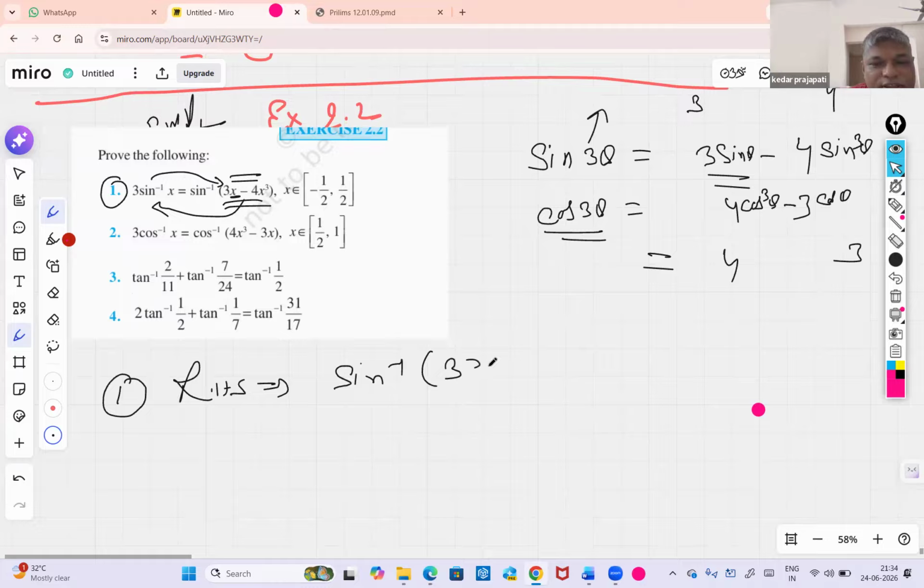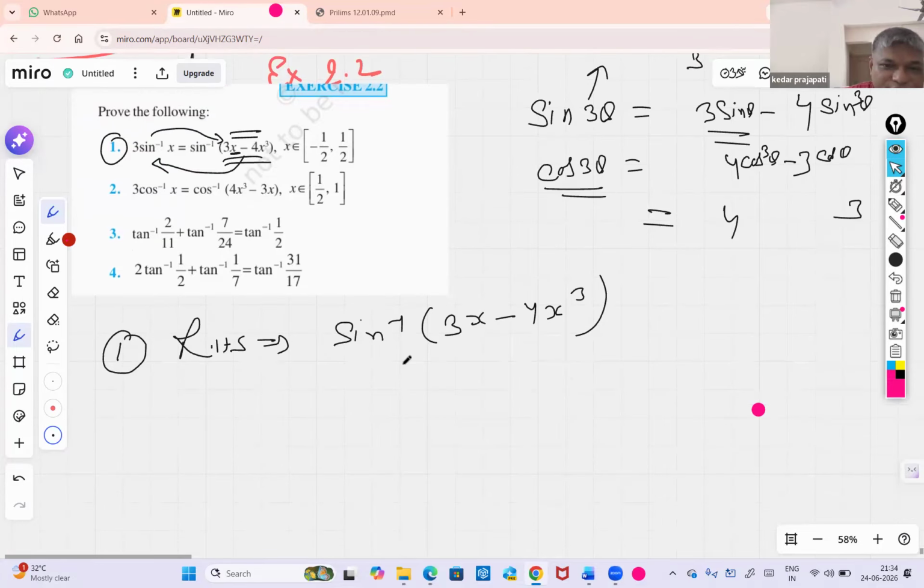Sine inverse of 3x minus 4x cube. In the exam, you write this. Now I'm going to supply some value. So put or let x equal to, which form is this? If in place of x we put theta, then only this will come.